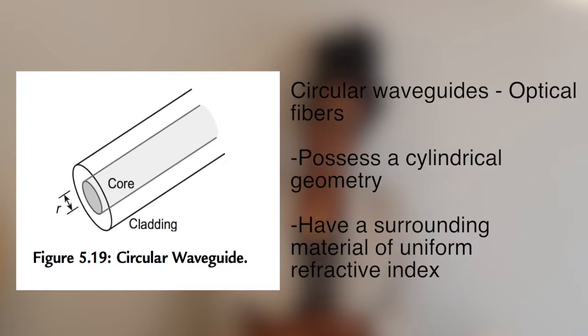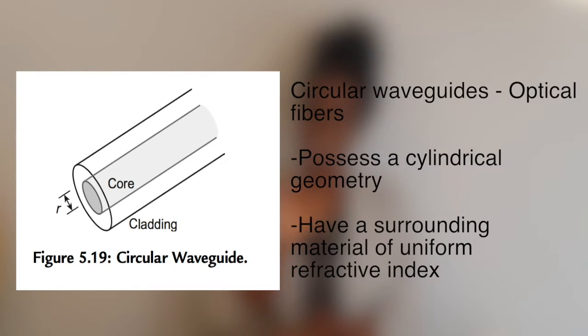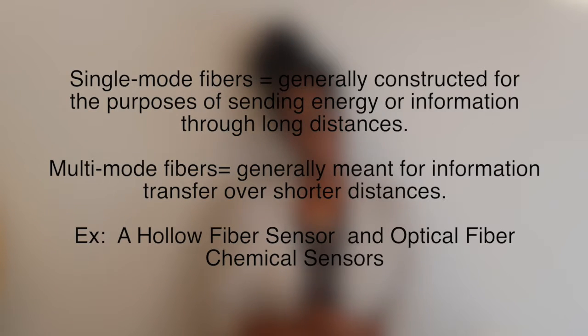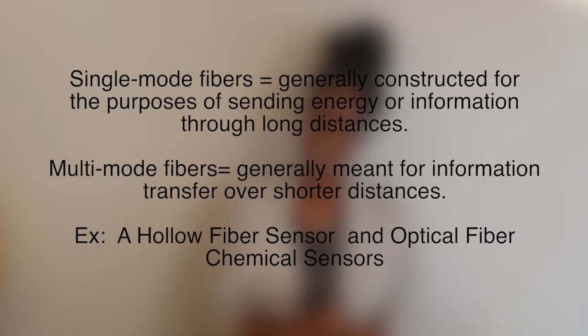Circular waveguides, which are also called optical fibers, possess a cylindrical geometry and therefore have a surrounding material of a uniform refractive index, as opposed to potentially multiple refractive indices as seen in planar waveguides. Now, there are two types of fibers that could be used. There are single mode fibers, which are generally constructed for the purpose of sending energy or information over long distances, and those have a small diameter core which only lets a single mode exist. But multimode fibers are generally meant for information sent over shorter distances.